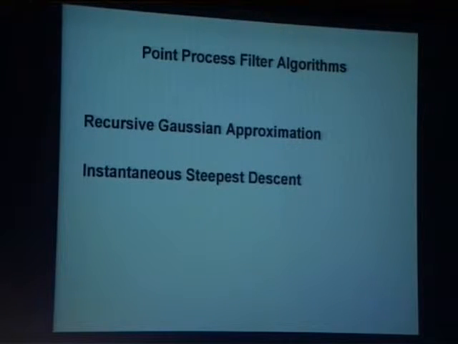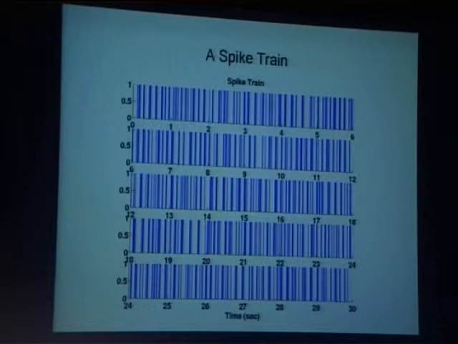All right? And we're going to do two calculations to carry this out. We're going to do some sort of recursive Gaussian approximation to a posterior density, using this recursive form of Bayes' rule, or we're going to generate an instantaneous steepest descent algorithm. So that's kind of the setup. All right, so let's get down to the neurophysiology. Just one other little technical point that I need to make here.